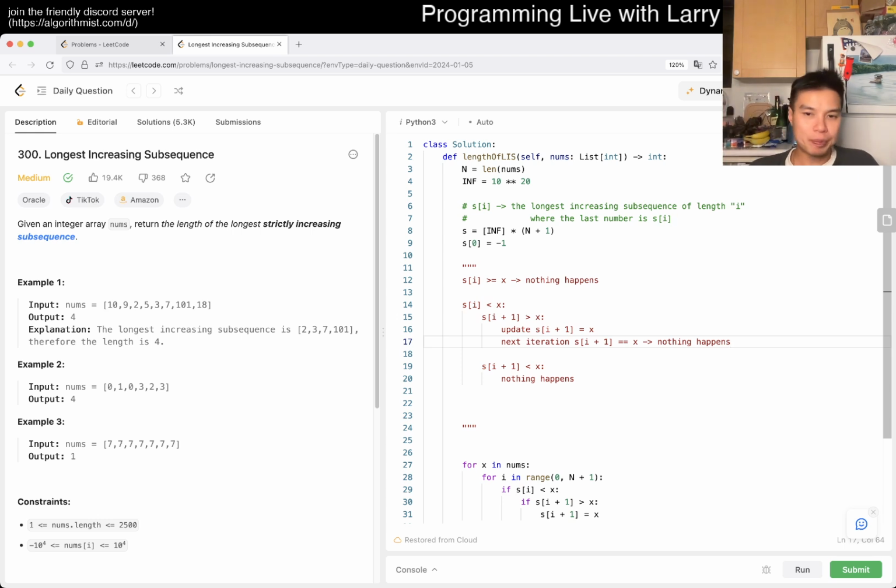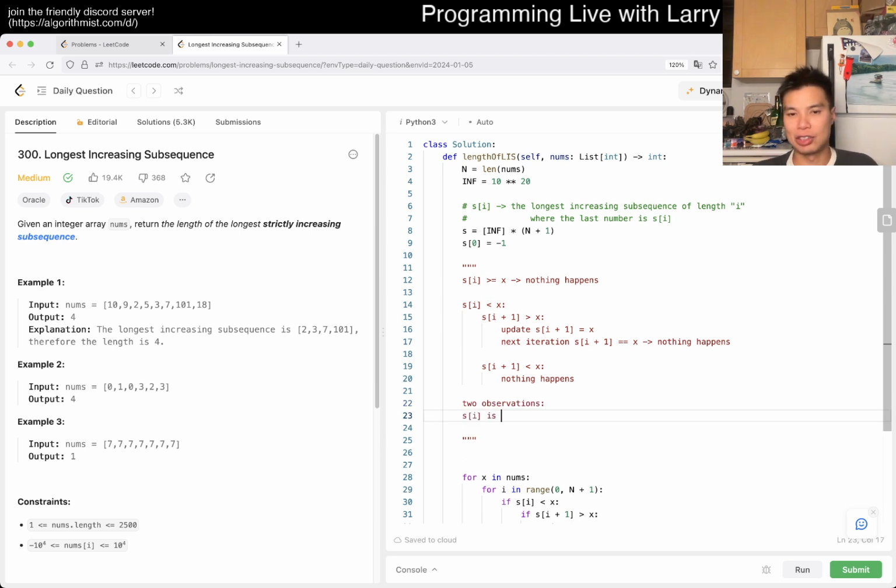And if you play this out, there are two things that you can observe. One is that s sub i is monotonically, it's strictly increasing, right? Because you only update the next number if x is bigger than the previous number. So you cannot squeeze in a smaller number because it just doesn't get updated. As a result, it's strictly increasing, right? So you have two observations. s sub i is strictly increasing.